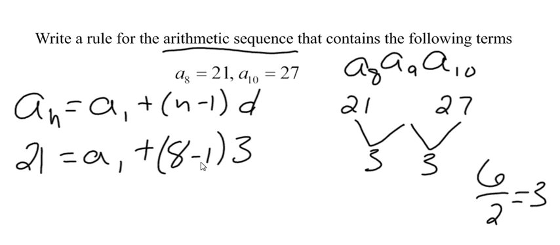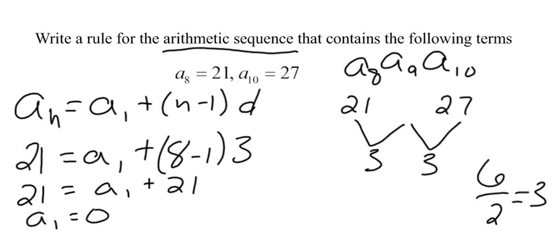Solve this rather simple algebraic expression, and you get 21 equals a sub 1 plus, looks like 7 times 3 is 21. Isolate your a sub 1 value, and it looks like a sub 1 is equal to 0.